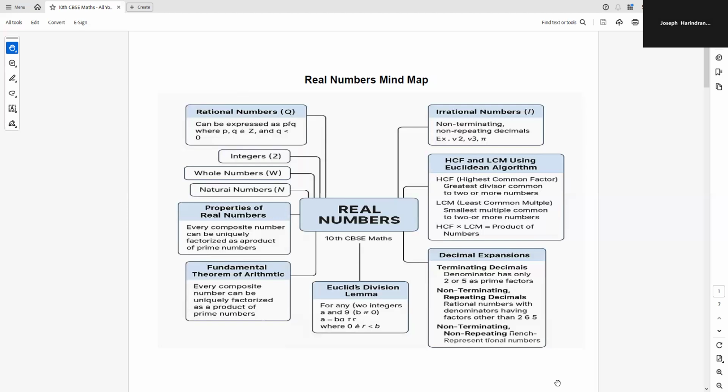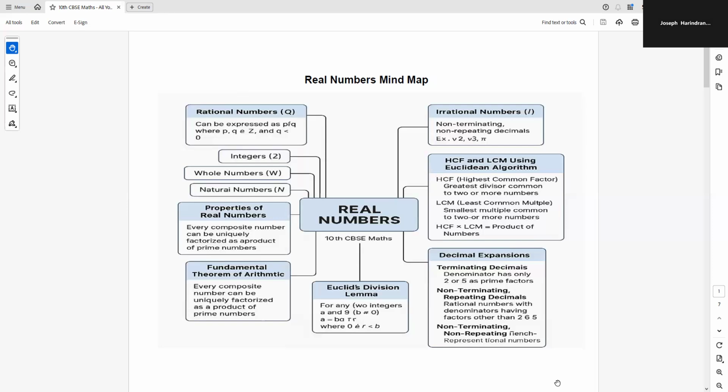In this topic, real numbers, we also see the HCF and LCM using the Euclidean algorithm as well as prime factors. We have a formula here, valid for two numbers only: the HCF of two numbers into the LCM of the two numbers is equal to the product of the two numbers.